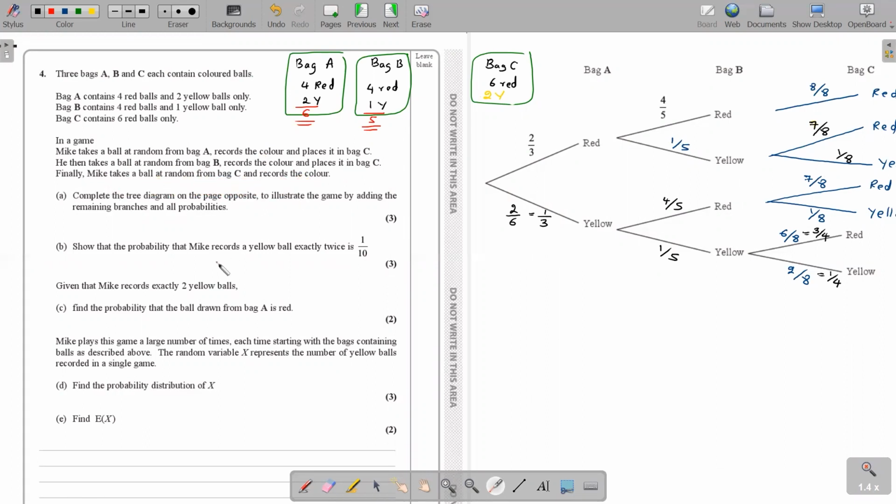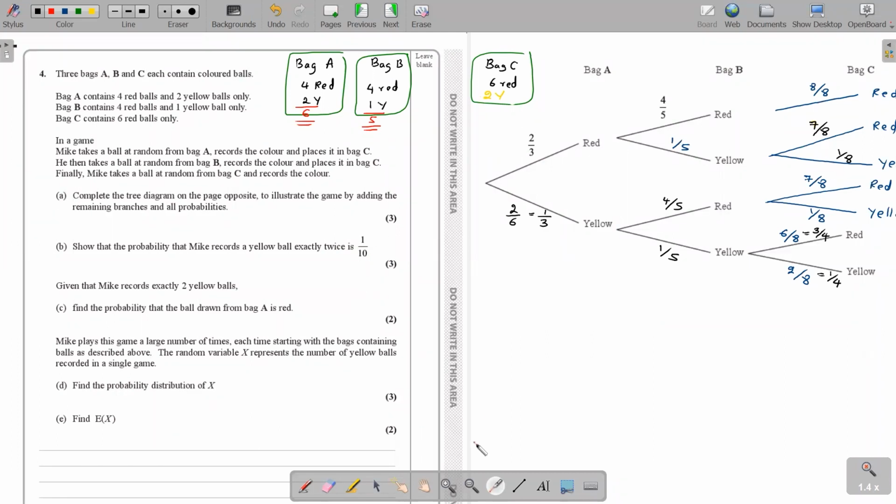So basically, what is this recording? Recording the color is whatever Mike takes out from each of these 3 bags. Whatever he takes out from bag A, he records the color. When he takes out from bag B, he records the color. When he takes out from bag C, he records the color. At the end, show that the probability that Mike records a yellow ball exactly twice is going to be 1 over 10.